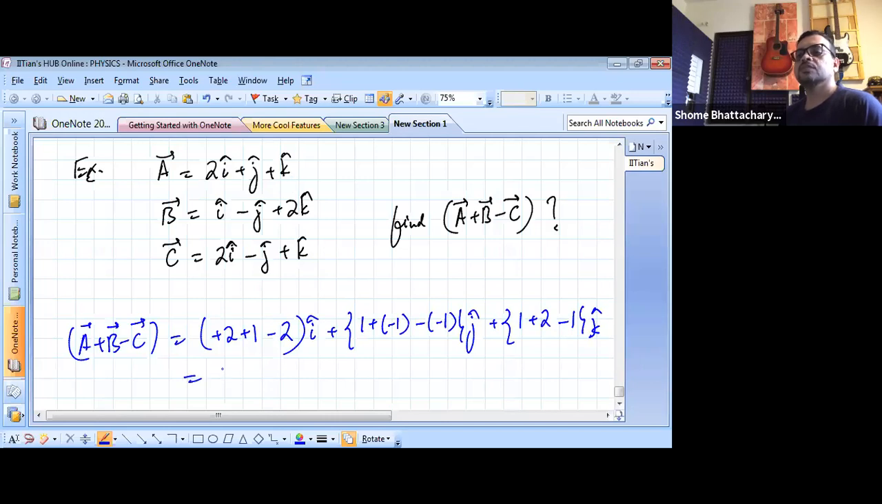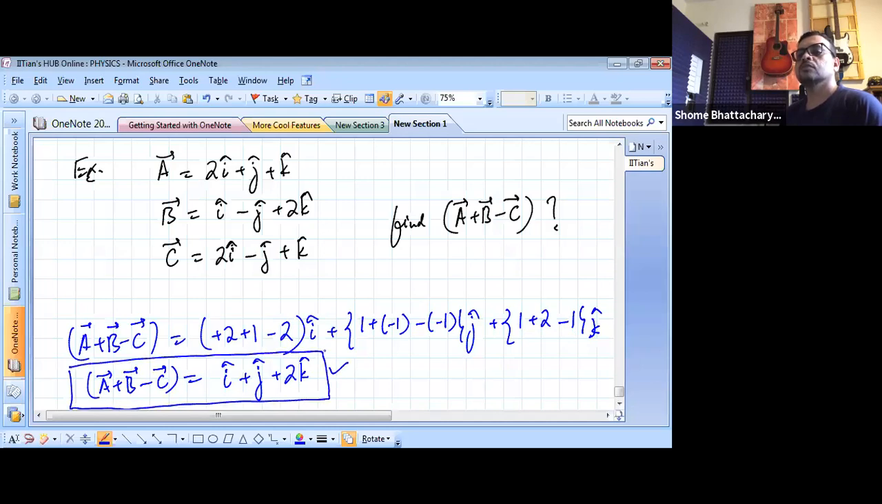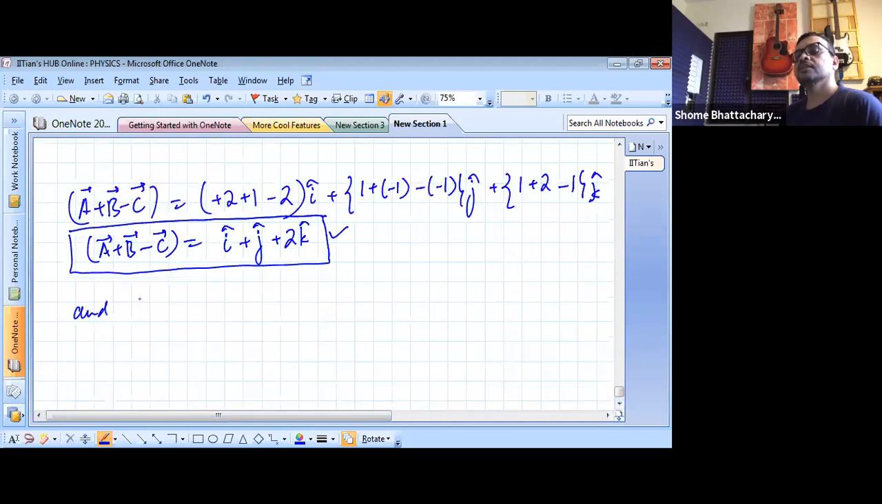So this becomes, as you can see, 1, so that is i cap. 1 minus 1 plus 1, so that is again plus 1, so plus j cap. And 1 plus 2 minus 1, so that becomes plus 2k cap. So this becomes the vector represented by this operation, and this becomes the answer to this part. And further, we want to find its magnitude. We want to find the magnitude of this vector.